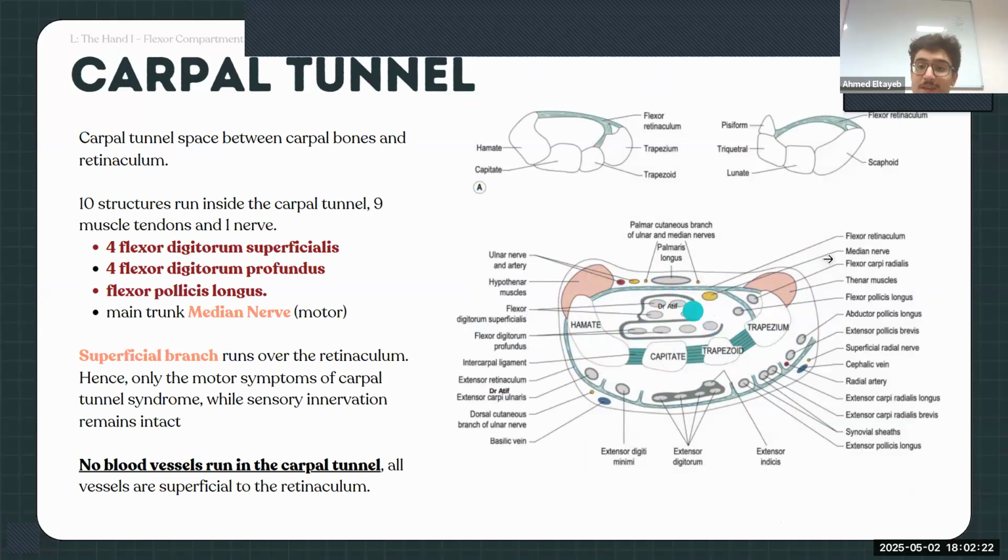What's the nerve? Median nerve, because it's called median nerve because it courses through the middle of the forearm and the wrist, right? So it's going to course through the carpal tunnel into the wrist, into the hand. And the tendons that are coursing through the carpal tunnel are the respective flexor digitorum superficialis and flexor digitorum profundus. And also you have flexor pollicis longus.